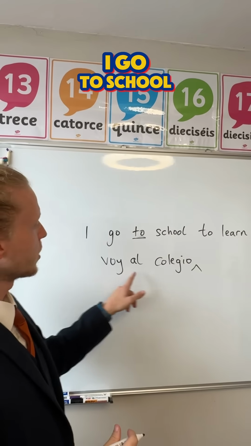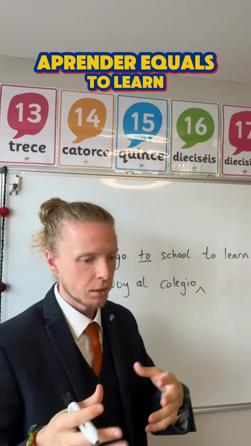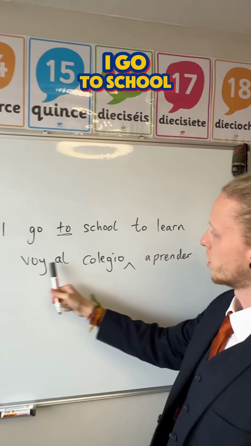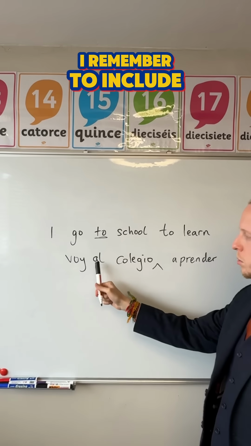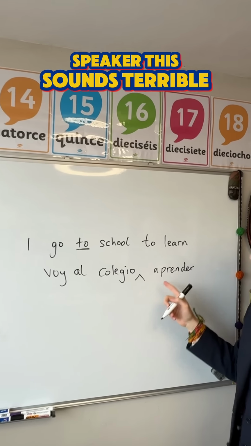Because I might say, I go to school to learn. Now, what is to learn? It's the verb aprender. Aprender equals to learn. So it's just going to be voy al colegio, aprender. I go to school. I remember to include to the school and to make it al, to learn. Perfect. But to a Spanish speaker, this sounds terrible.